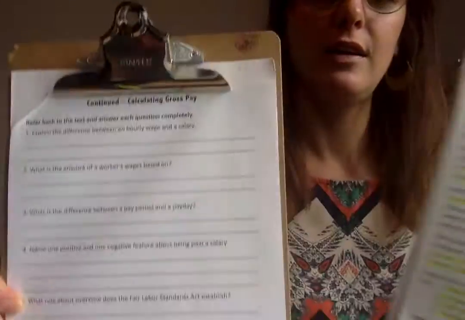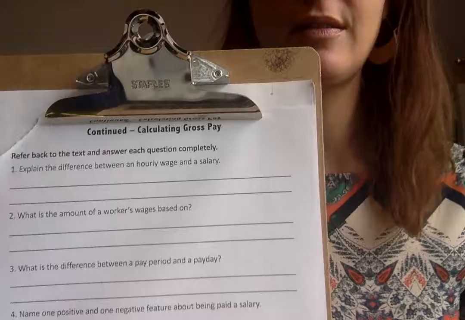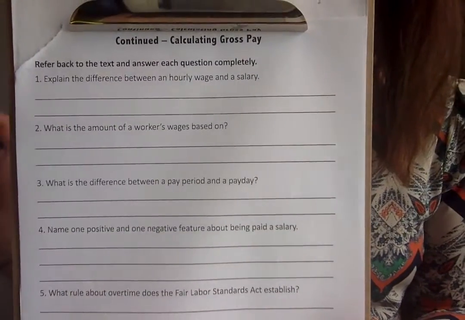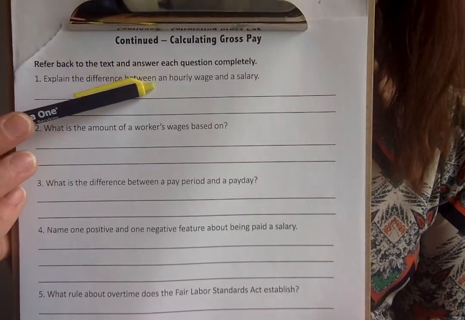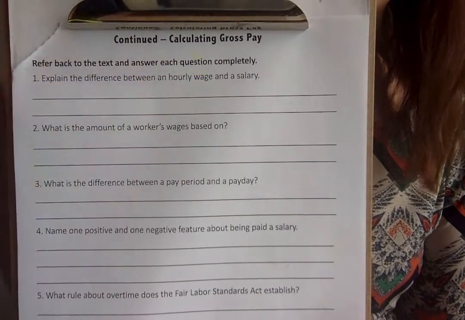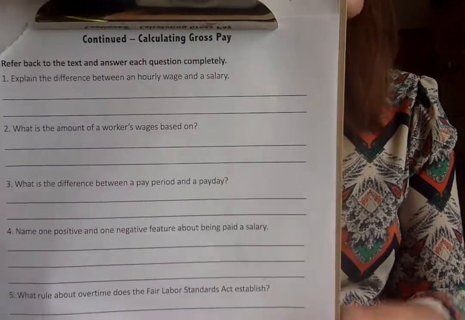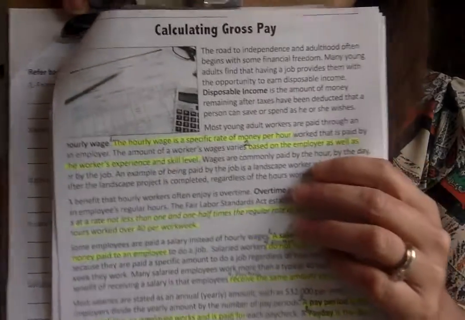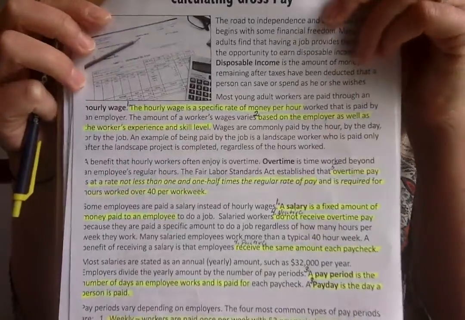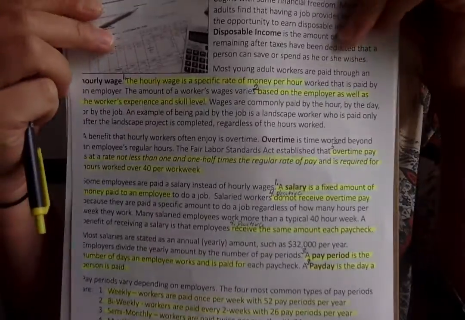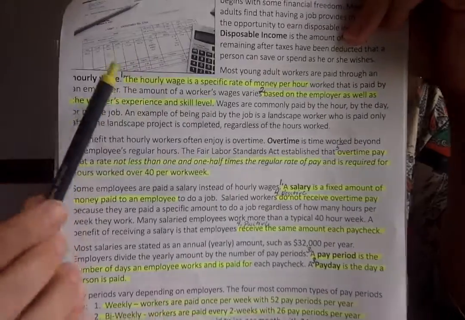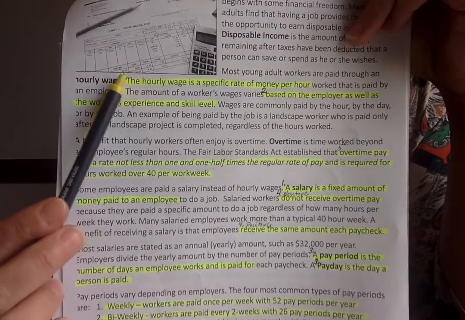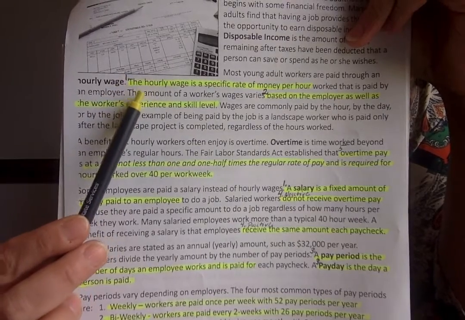Okay. We're ready. So, calculating gross pay. Number 1 asks you the question, explain the difference between hourly wage and a salary that we just talked about. If you look back here on your text, I've highlighted the answers that you can fill in for each of these, and I put a little number for which number it refers to. So here with number 1, you can write your answer here.